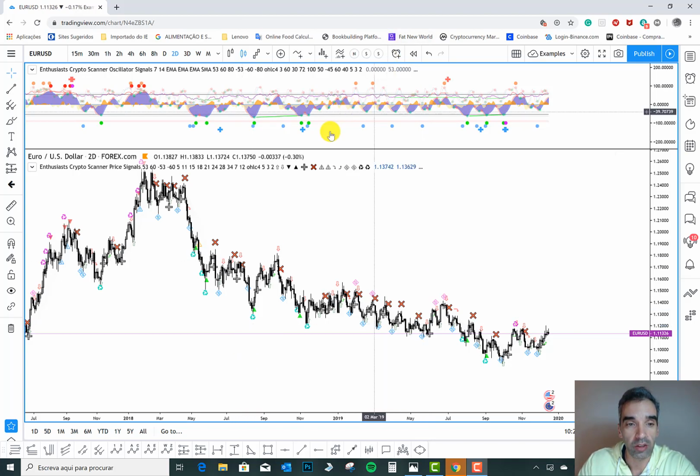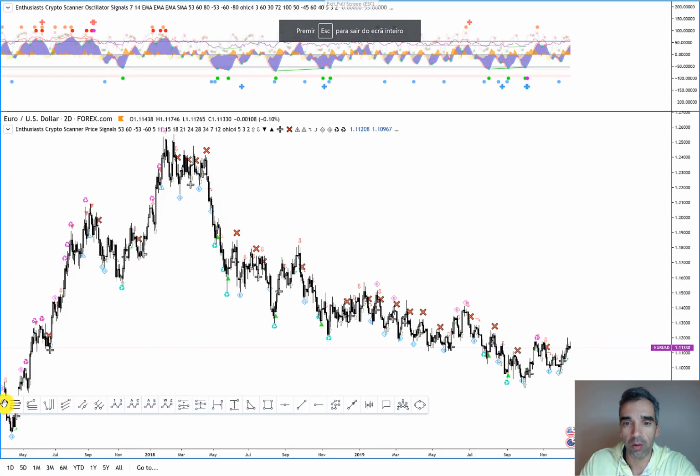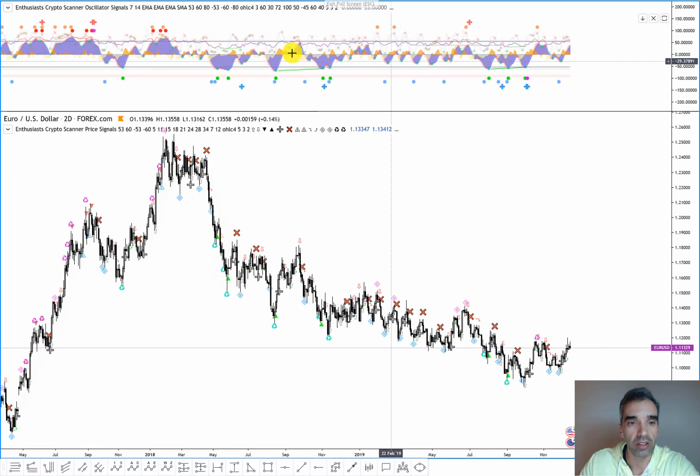As you can see, the crypto scanner oscillator signals. I will just zoom in on my chart. This is our wave trend oscillator, as I call it. So it's oscillator signals, and then we have our crypto scanner price signals. Price works with the candles, with the price action, and oscillator signals work with a wave trend. This is a combination of several indicators together, bringing it up to one indicator with all the information needed.